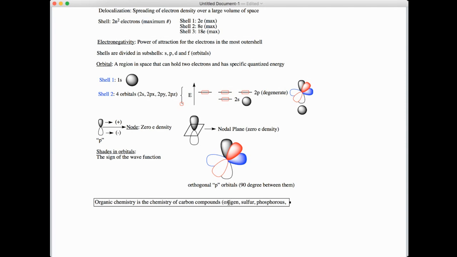Obviously hydrogen is the other big deal, right? But carbon is on the periodic table, and I'm going to write over here. Carbon is in group 4 and period number 2.